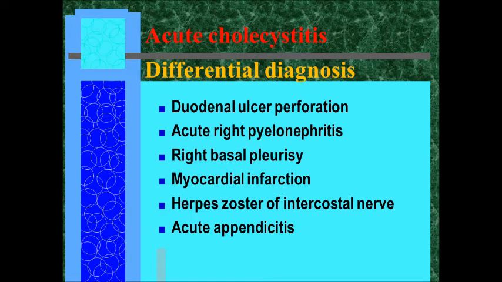What is the differential diagnosis of acute cholecystitis? Duodenal ulcer perforation, acute right pyelonephritis, right basal pleurisy, myocardial infarction, herpes zoster of the intercostal nerve, and acute appendicitis.